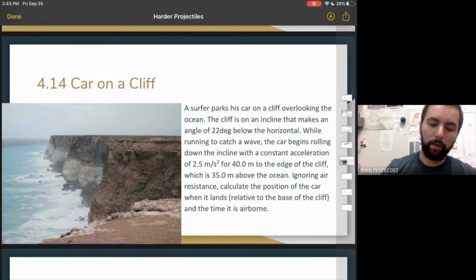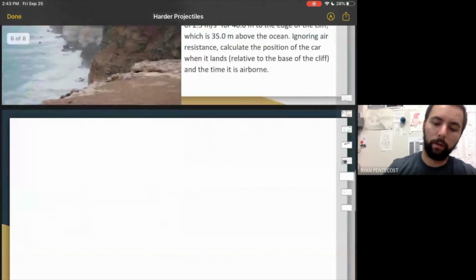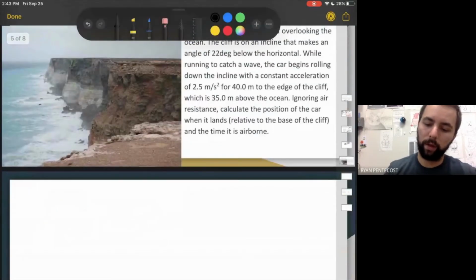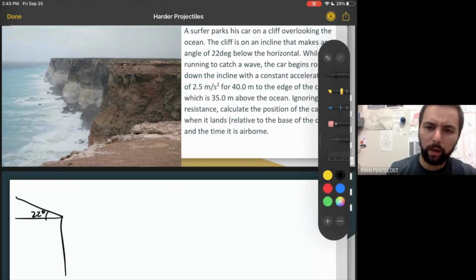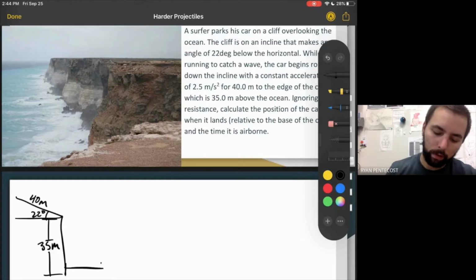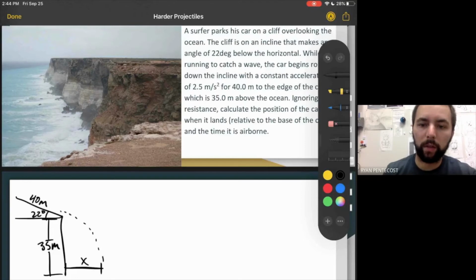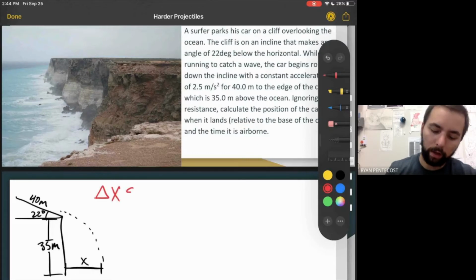So let's draw it. I will draw right here so I can have that information available. So the incline, we've got the cliff, an incline of 22 degrees above the horizontal. The slope, the incline, is 40 meters. Then the edge of the cliff is 35 meters above the base. Now we want to know how far away from the base of the cliff it landed and the time airborne. So we want to know delta x and time.